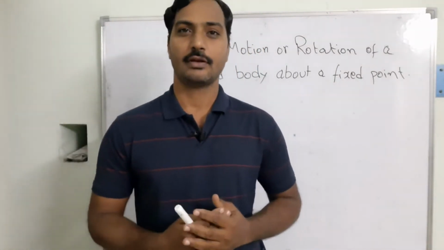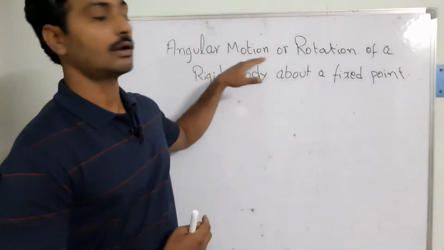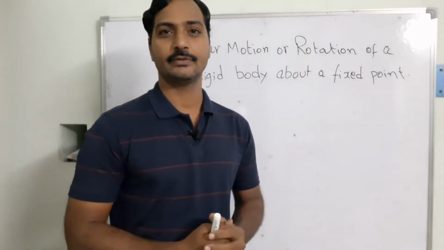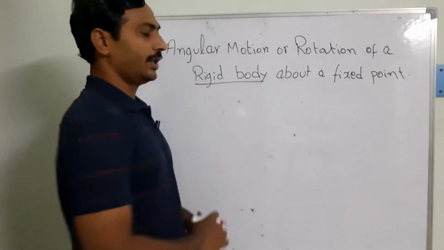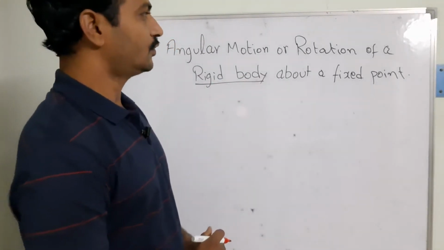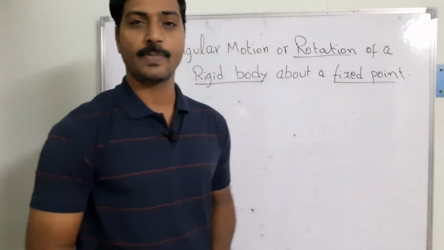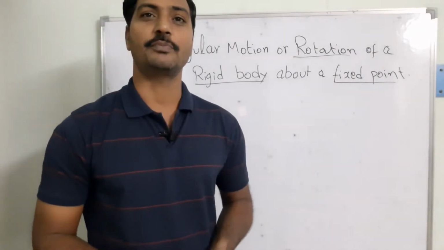In this video lecture, we are trying to see angular motion or rotation of a rigid body about a fixed point. So here, this is the rigid body, and it's going to take a rotational motion with respect to a fixed point. Then we can say that is going to be the rotational motion of the object.